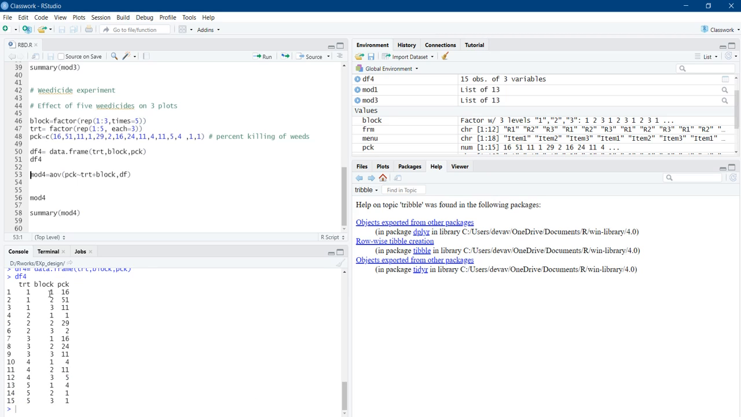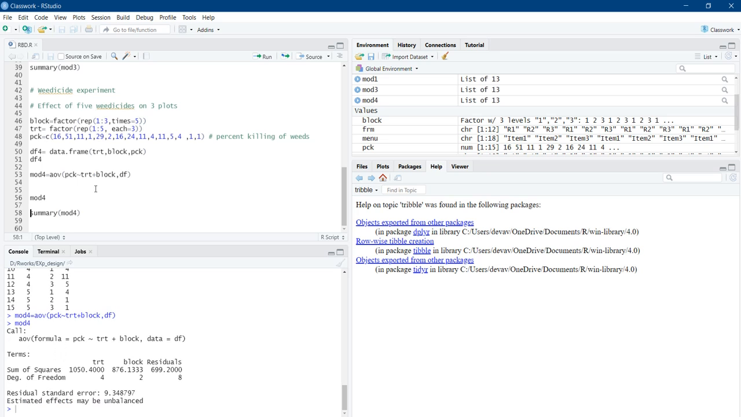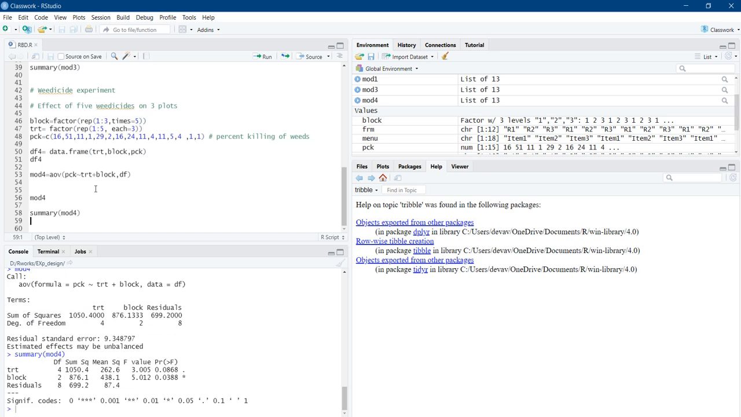In all the blocks, all the 5 treatments are replicated. We'll look at the analysis of variance model. We'll run that. And here the percent killing of the weeds is explained by these factors, treatment and block. And this data comes from data frame DF. We'll look for the model. And in this model, we can see the degree of freedom and all those information. And we are more interested in summary.